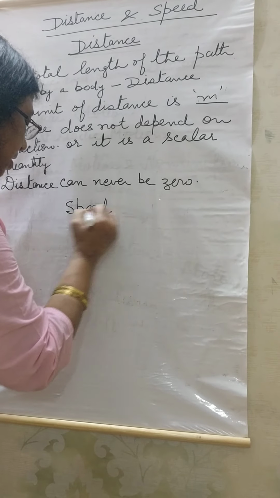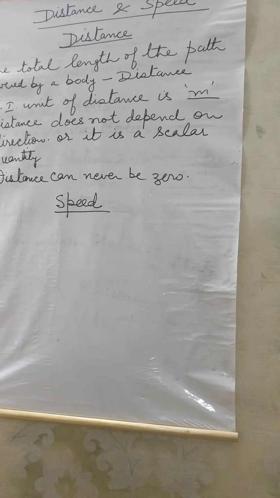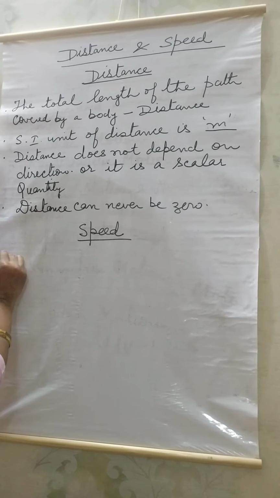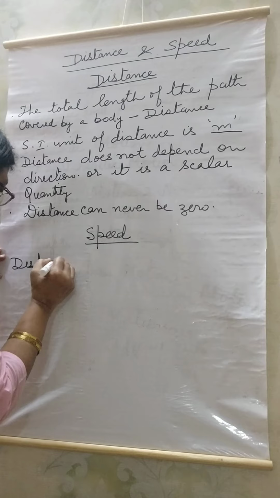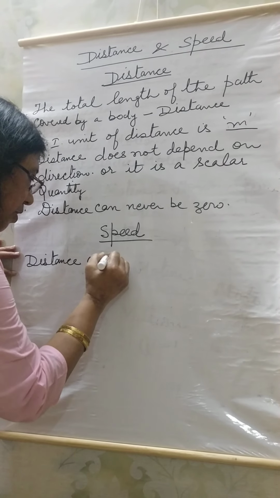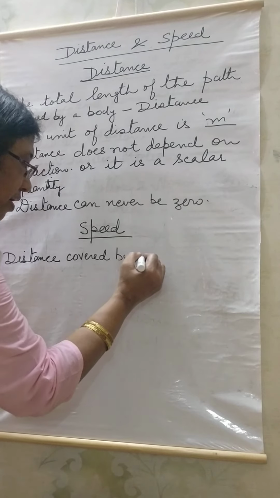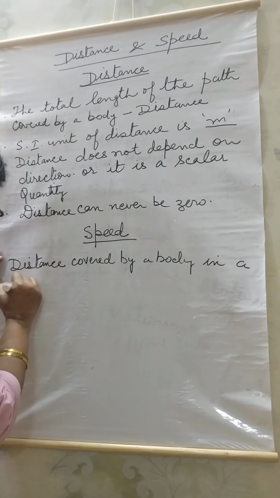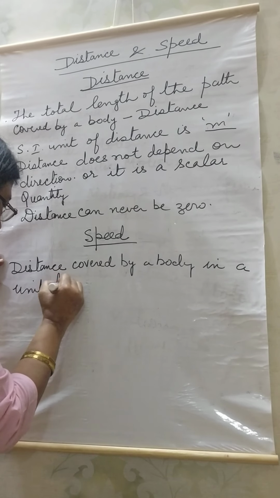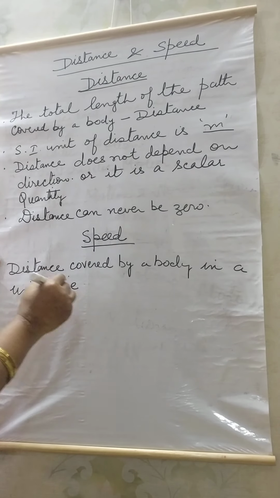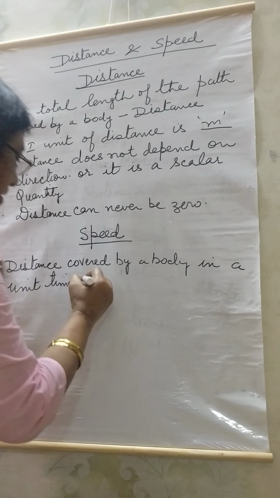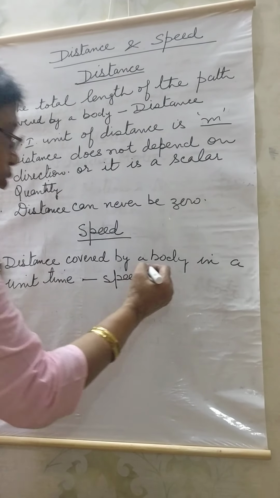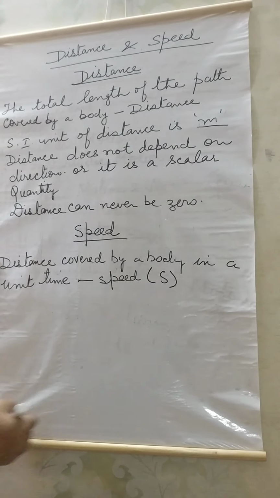Next we revise what is speed. Speed is defined as distance covered by a body in a unit time. Distance covered by a body in a unit time is known as speed. You can denote speed by S.